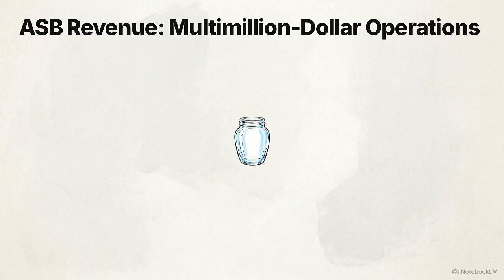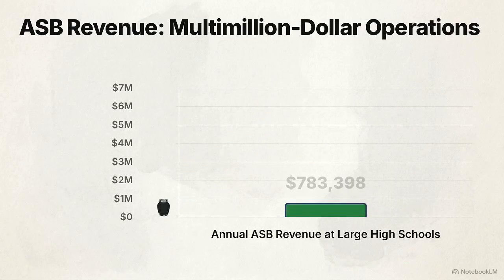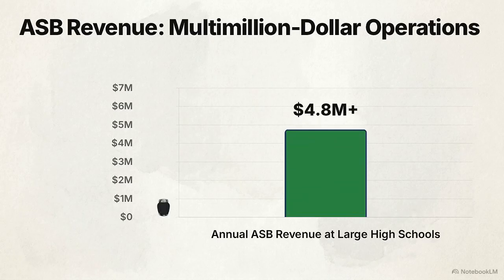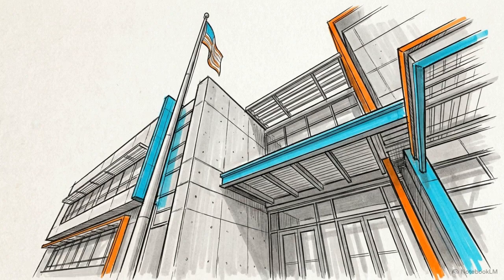When most people think of student fundraising, they picture a few coins dropping into a jar from a bake sale or a car wash. But as this chart of annual revenue demonstrates, associated student body funds at large high schools operate on an entirely different scale, often bringing in millions of dollars a year. By definition, an ASB consists of funds raised strictly by current students to be used for the benefit of current students and held at that specific school site.